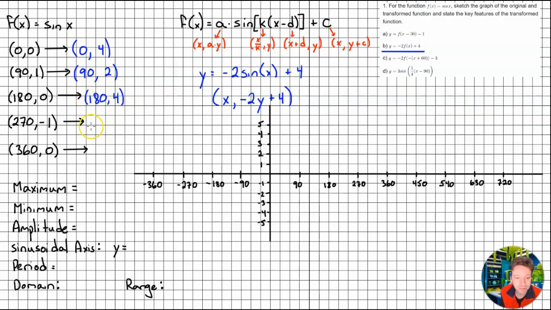180 and 4. 270, and -1 times -2 is 2, plus 4 is 6. And then 360 and 4. So let's plot these points. And now we can draw our sine wave.